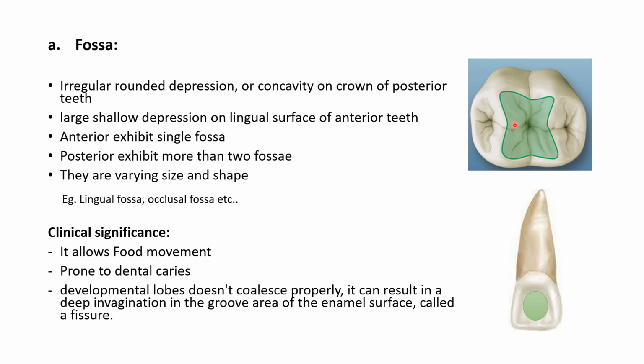So what is the clinical significance of this fossa? It allows food movement, but they are very prone to caries because food can lodge in between this fossa. So they are prone to dental caries. If the developmental lobes do not coalesce properly, it can result in a deep invagination in the groove area of an enamel surface called a fissure. So this is a groove area. This can form if the lobes are not coalesced properly during development, so it can form a fissure over here.